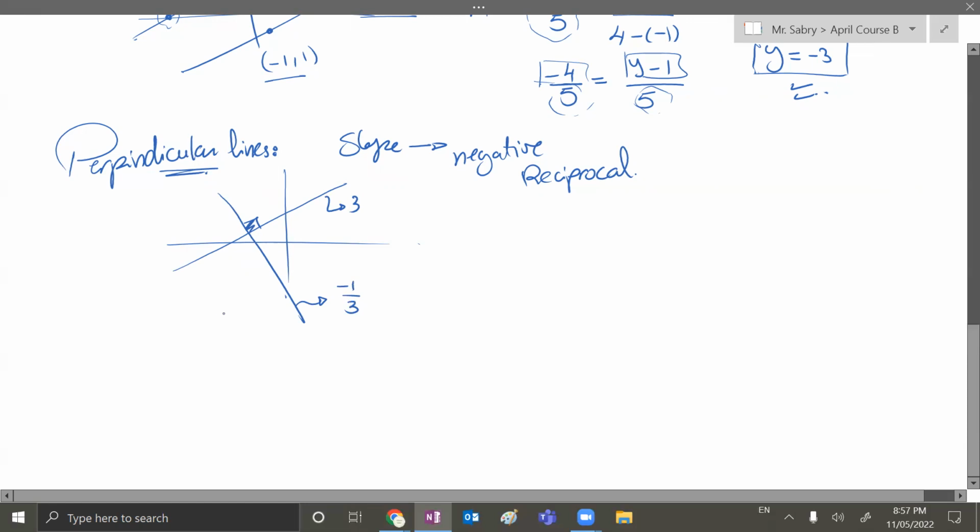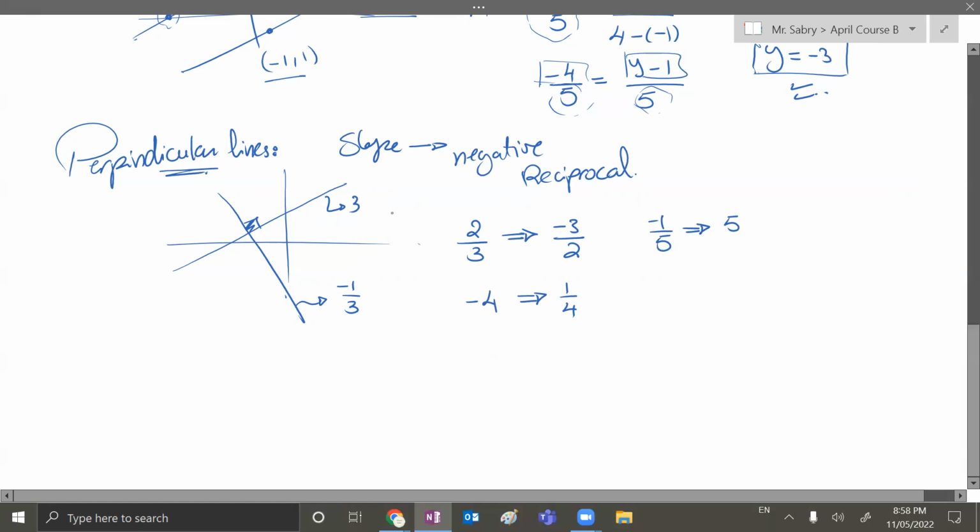We flip and change the sign. So if I have a line that has a slope of 2 over 3, the perpendicular line should have a slope of -3 over 2. If we have a slope of -4, the perpendicular line should become +1 over 4. If we have a slope of, I think by now it is easy, -1 over 5, then the slope of the perpendicular one is +5. We flip, and then we change the sign.